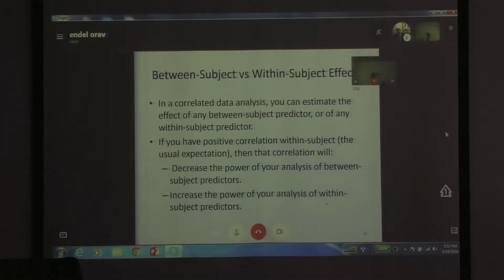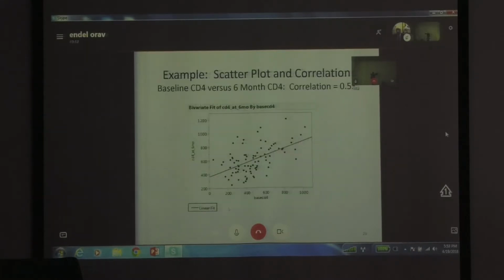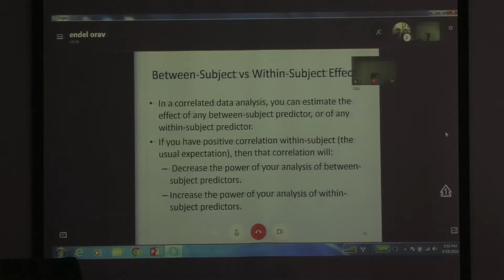Second question, if I'm interested in the effect of time, are CD4 counts going up, going down, stable? That's a within subject predictor. I know that the measurements are positively correlated. I just saw that on the previous slide. If I have positively correlated outcomes, what's that going to do to my power? Well, that's good, actually. It's going to increase my power. And what does that mean for my p-value? It means my p-value is actually going to go down.